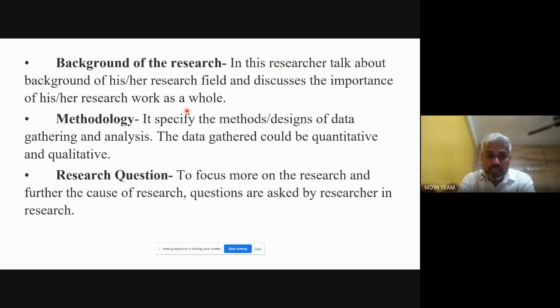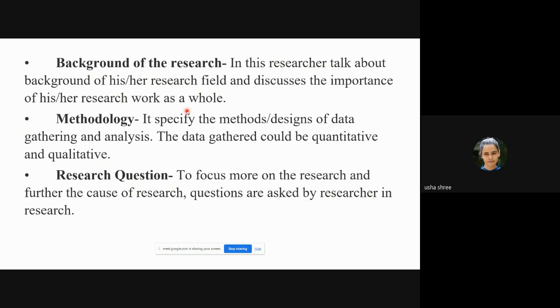So that you will discuss in the methodology, meaning on what structure or frame you are going to complete your research. After that, there is a research question. The research question will come in the second part after the introduction or literature review. So you will give 2, 3, 4 lines.